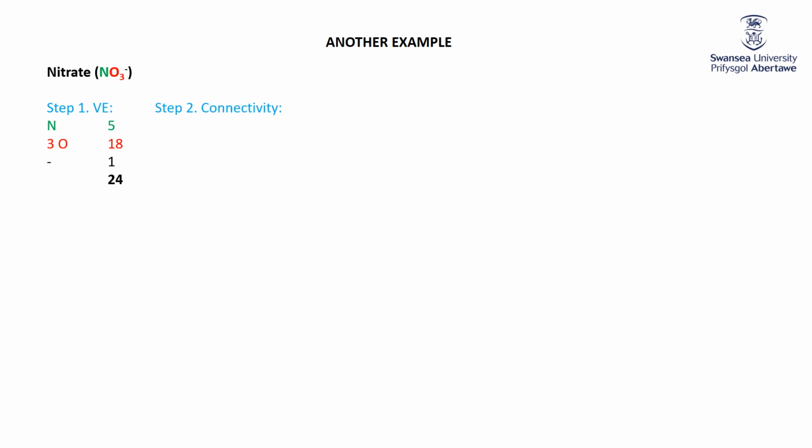Step number 2 with the connectivity. Nitrogen is less electronegative than the oxygen. Step number 3, we'll put in all the dots. And what we find when we put in all the dots is that there are 26 dots. And 26 is of course greater than 24.